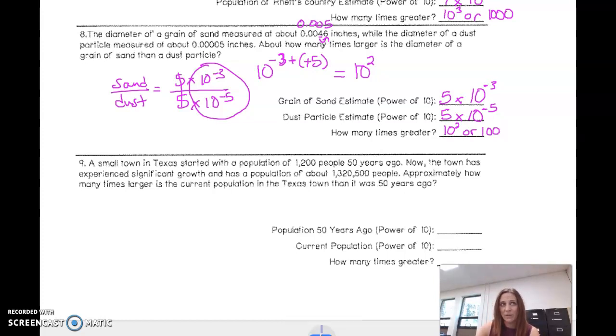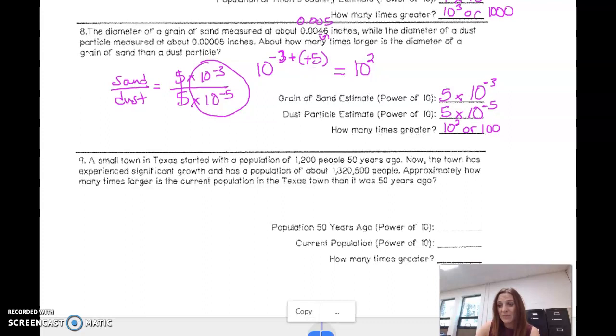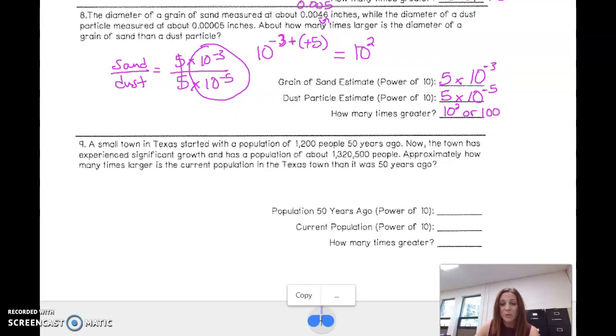One more example. And notice we're just doing the same thing with these here. And I can't scroll anymore, so I'll come down here. A small town in Texas started with a population of about 1,200 people 50 years ago. Now the town has experienced significant growth and has a population of about 1,320,500 people. Approximately how many times larger is the current population in Texas than it was 50 years ago?